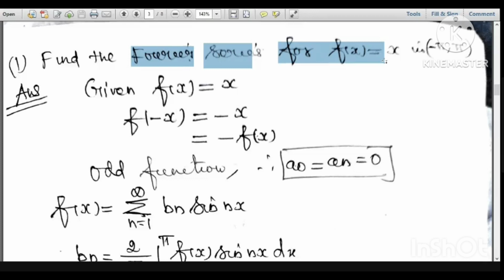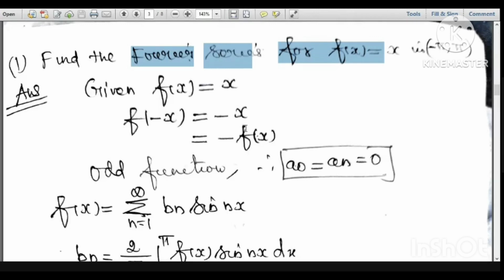So given f of x is equal to x, f of minus x is equal to minus x. First let us see whether the given function is odd or even. Directly you can tell f of x is equal to x, the interval is minus pi to plus pi, so we can easily tell the given function is an odd function.